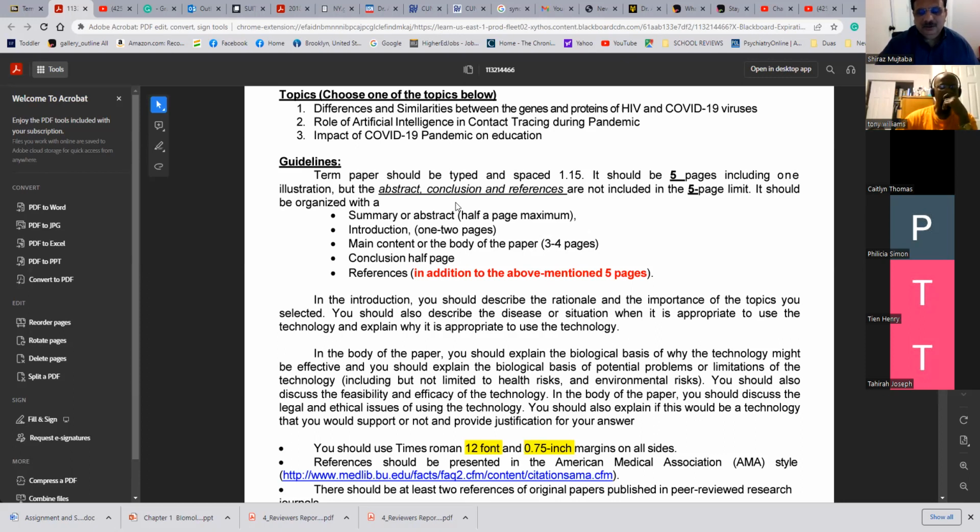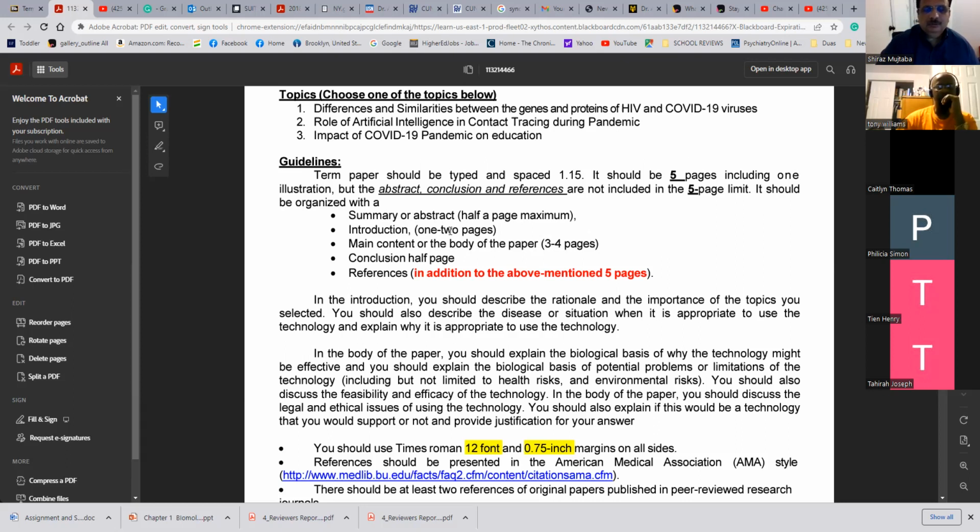When you're writing, science is based upon facts. So you cannot change them, right? So the only thing you can do is put things in your words. But as far as conclusion is concerned, it should come from you, and you should also reflect a future perspective. So summary and abstract, half page.